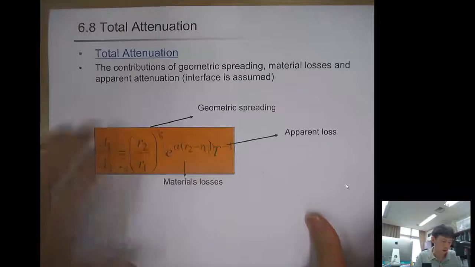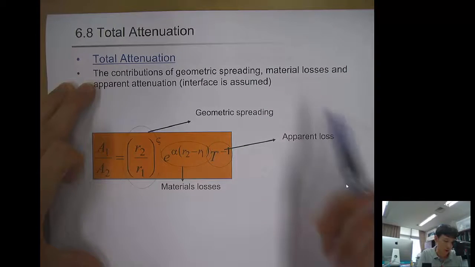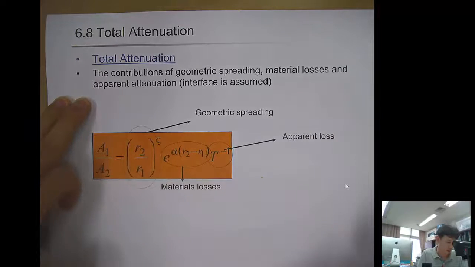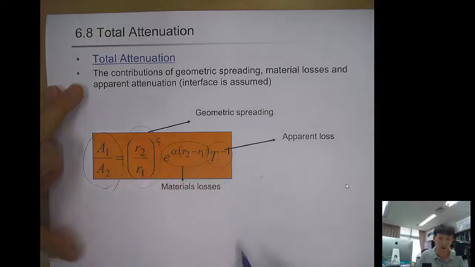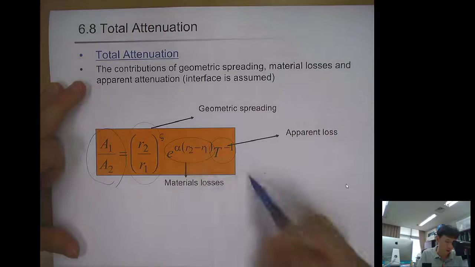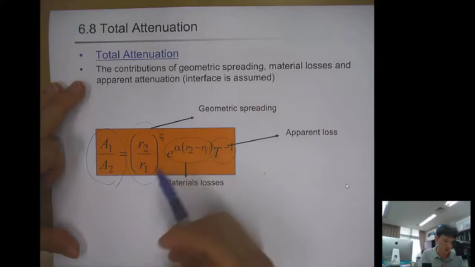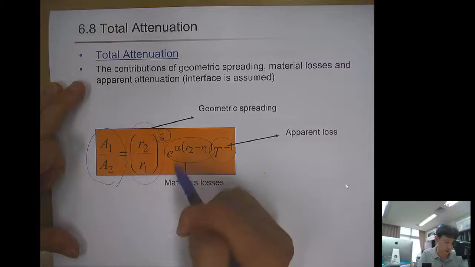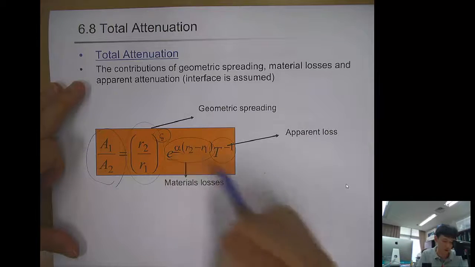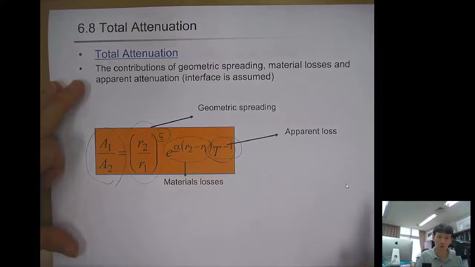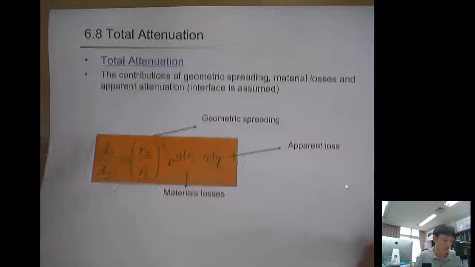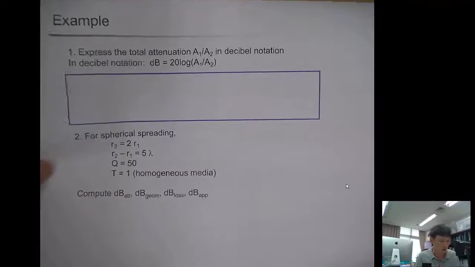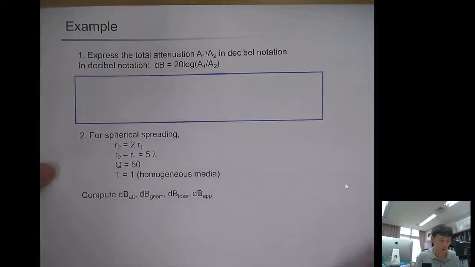So the total attenuation, the contributions of geometric spreading, material losses, and the apparent attenuation can all be considered together. The amplitude decrease can be described by this equation: R2 over R1 to the geometric spreading coefficient or power exponent, times an exponential function with the alpha, and t is the transmission coefficient. There's an example that we're going to solve together in class, or you can go ahead and solve it for yourself.